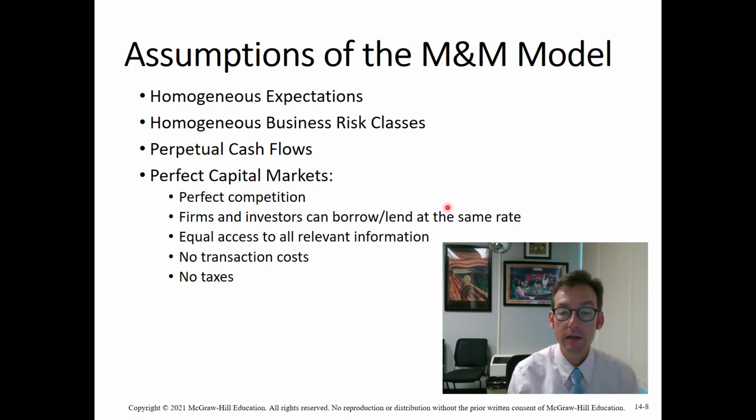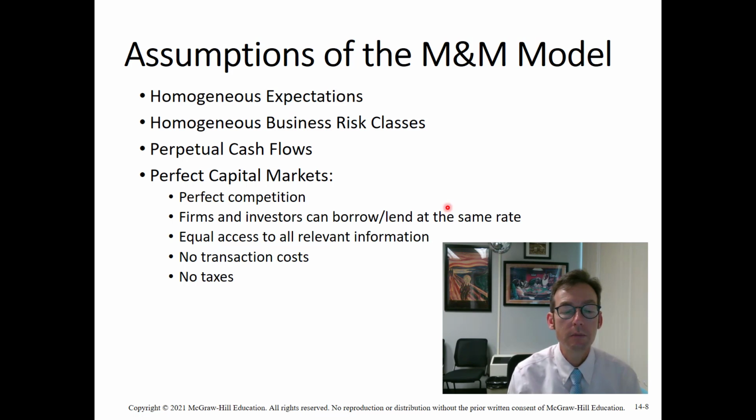Firms would be in the same business risk class if their earnings were exposed to identical risks and behaved identically. So in a homogeneous business risk class, we would assume that all automakers are exposed to similar risks and experience similar outcomes. And that's one of the assumptions of the M&M model, that different firms in the same industry are exposed to the same risks.